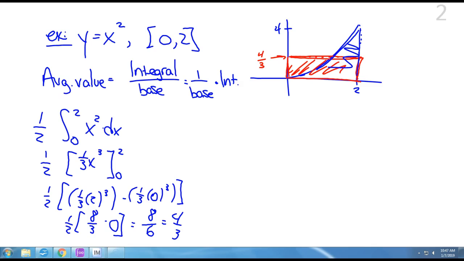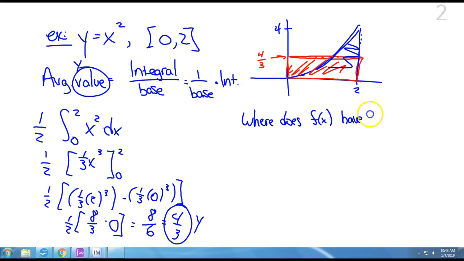What's the average height that would give you that exact same area? And so, is this a y value or an x value? It's a y value. Average value is a y value. What they'll ask you then is, where does f of x have this value? So basically we're looking for this point here.